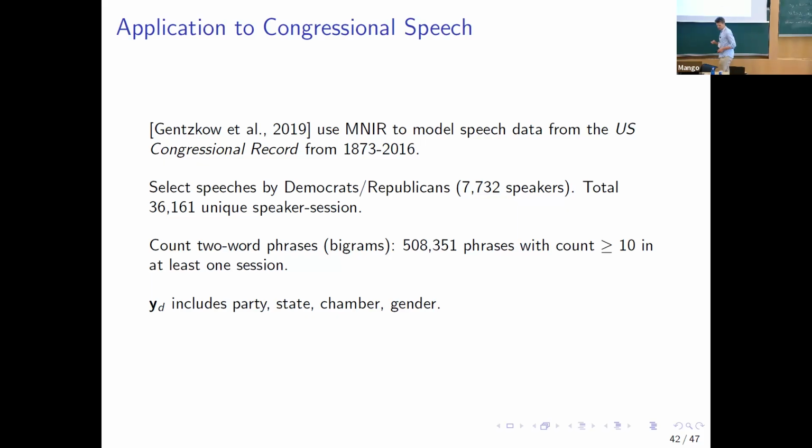The feature space is going to be to tabulate all unique two-word sequences, so these bigrams. And there are 500,000 phrases that have been used at least 10 times in at least one session. So that's the capital V in this model. So I'm going to be essentially estimating 500,000 different Poisson regressions. And you can see why parallelization is going to be important here. You wouldn't want to deal with that dimensionality of the feature space in the raw multinomial.